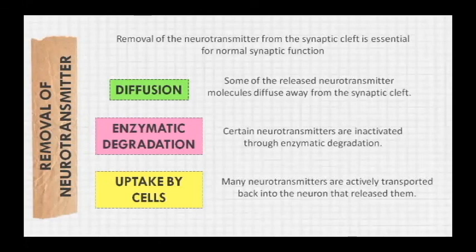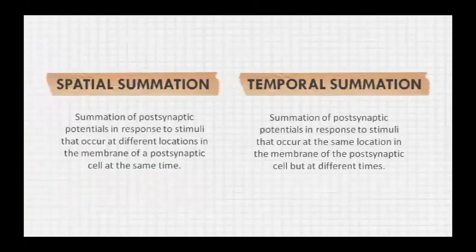So there are two kinds of summation of neurotransmitters or postsynaptic potentials. These are the spatial summation and temporal summation. When we say spatial summation, these are summation of postsynaptic potentials in response to stimuli that occur at different locations in the membrane of a postsynaptic cell at the same time. While temporal summation is the summation of postsynaptic potentials in response to stimuli that occur at the same location in the membrane of the postsynaptic cell but at different times.